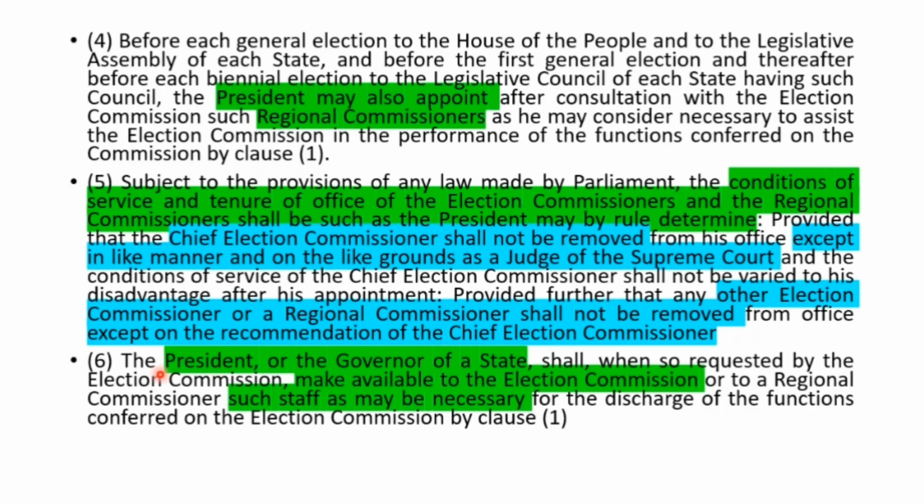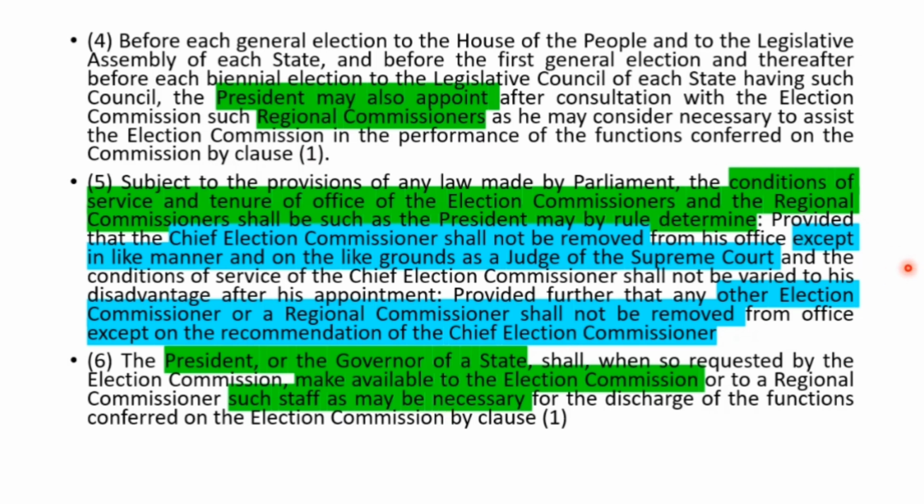Okay, then clause 6. Clause 6 says that the President or the Governor of the state shall make available to this Election Commission such staff as may be necessary. So apart from these authorities, in case the Election Commission requires any other staff to carry on its functions, the President or Governor of the state can appoint state government employees or central government employees to work along with the Election Commission.